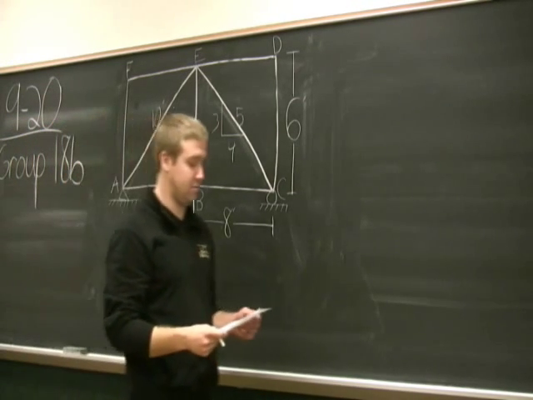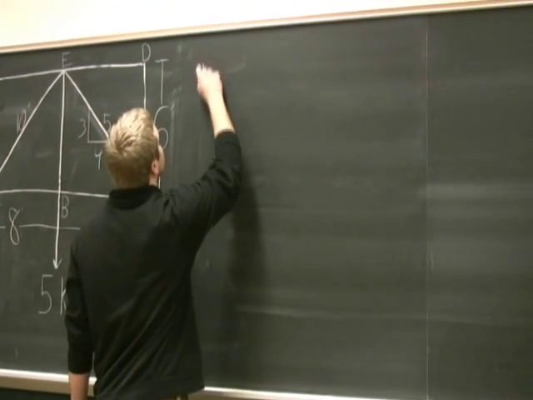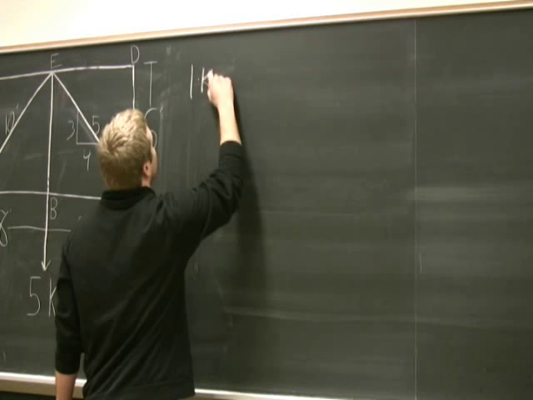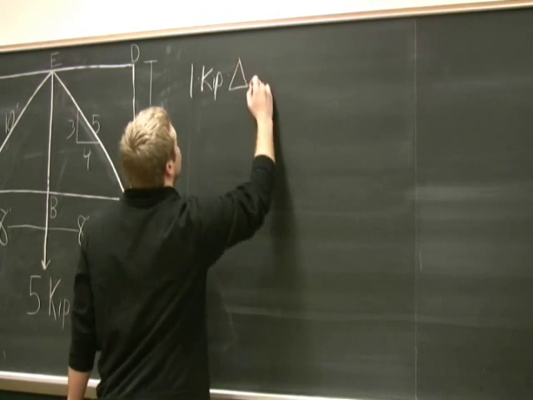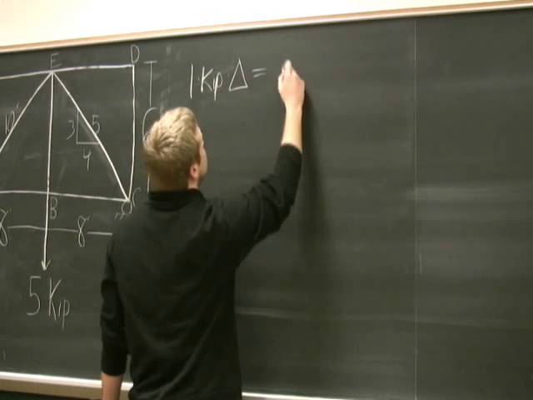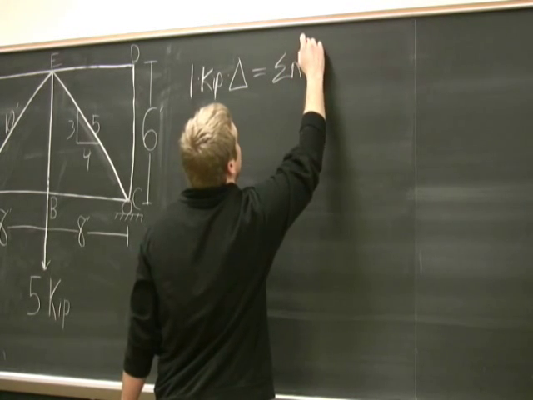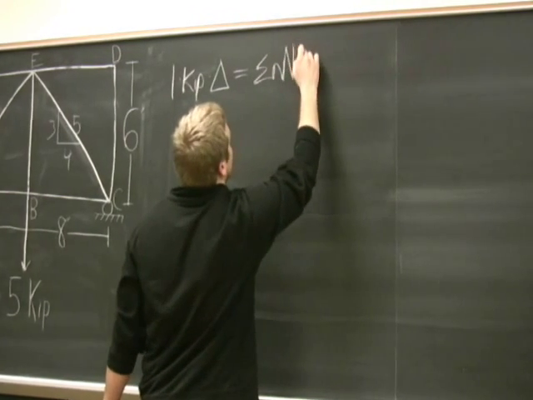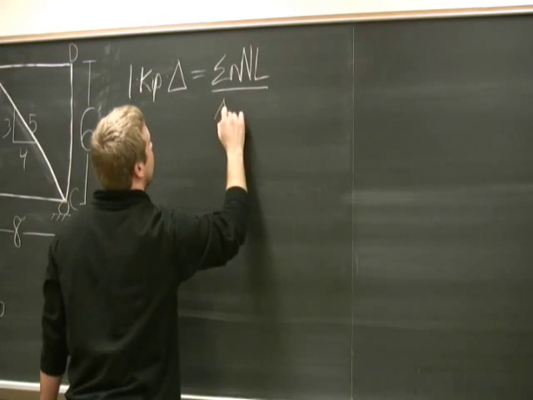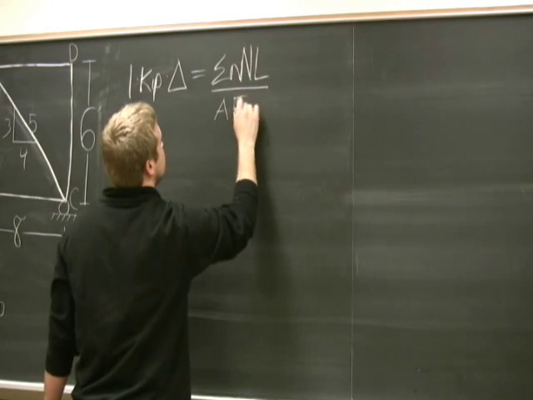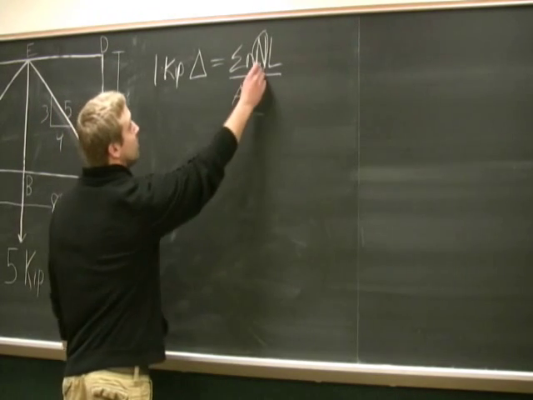Now, to solve this problem today, we'll be using the method of virtual work, the equation for which is 1 kip times the displacement at the point we're looking for equals the sum of virtual forces times normal forces times length, all divided by the cross-sectional area and the modulus of elasticity. Okay, so let's find the real normal forces.